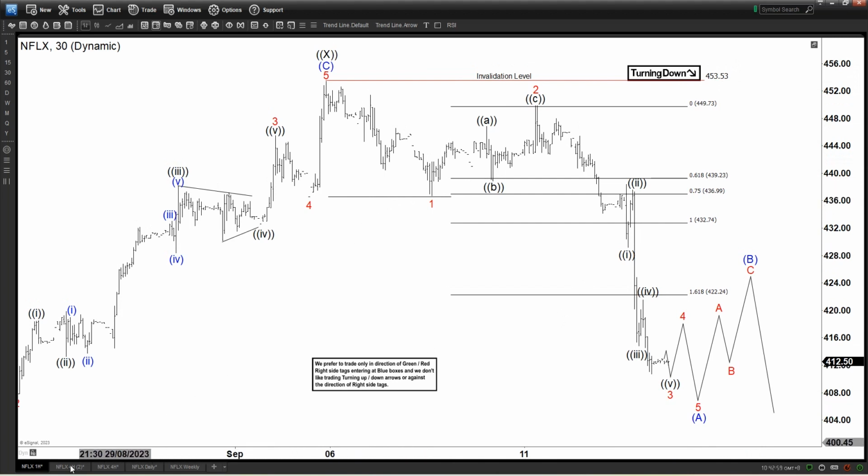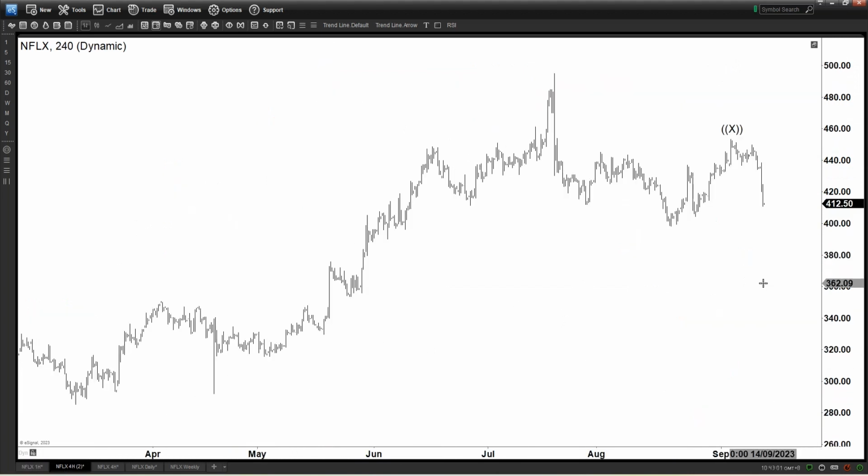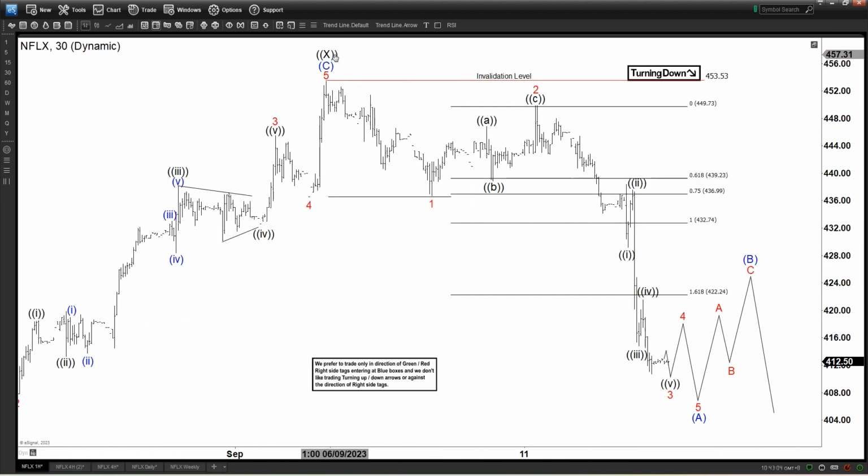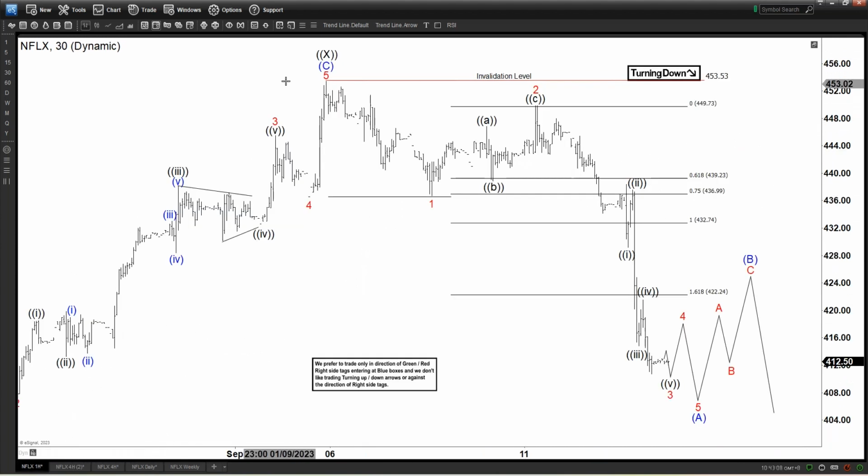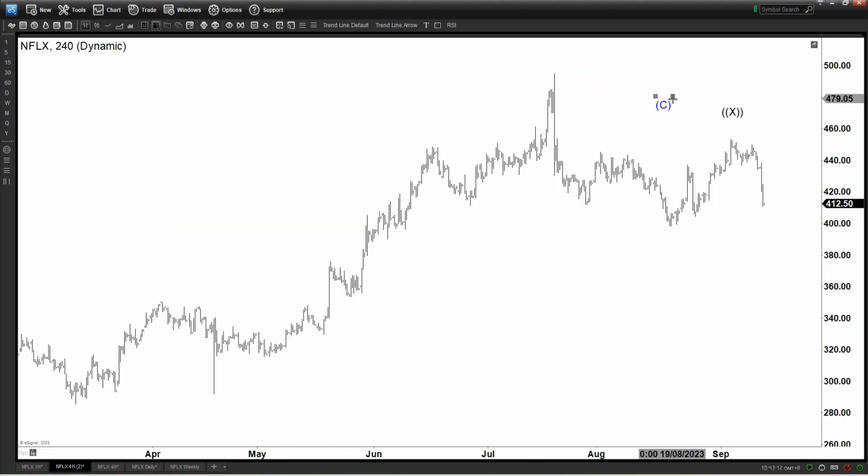Now if I zoom out to the 4 hour, I'm putting in the X here. This is the X, right? So let's put down a bit more here, the C here. So it's an ABC ending the X, right? So this is the A and this is the B, and that means we have W here. So this is what we call a double zigzag, right?